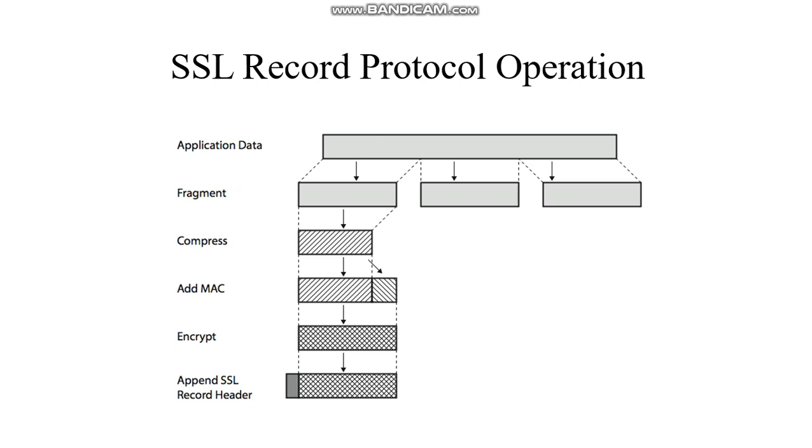And the next one is the SSL record protocol operation. This figure explains the overall operation of the SSL record protocol. The record protocol takes an application message that is to be transmitted. It fragments the data into manageable blocks, compresses the data, applies the MAC, encrypts, adds a header, and then transmits the resulting unit in a TCP segment.